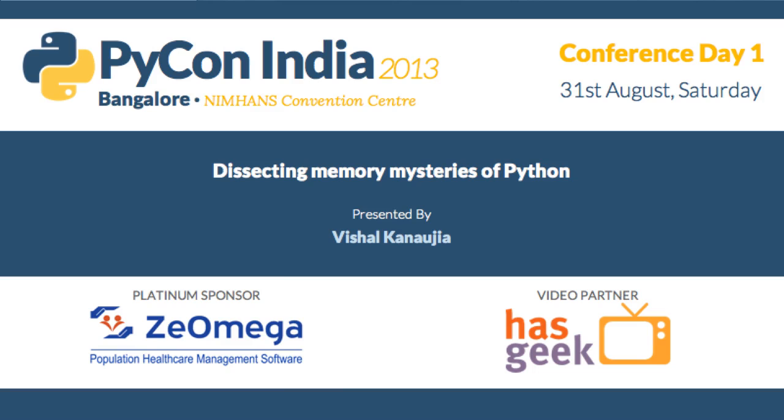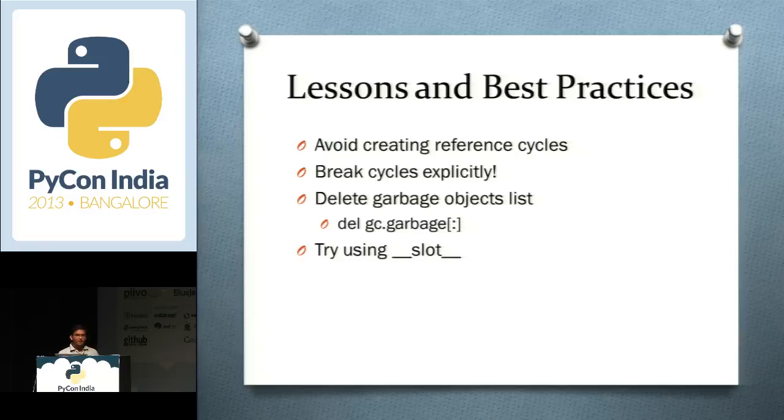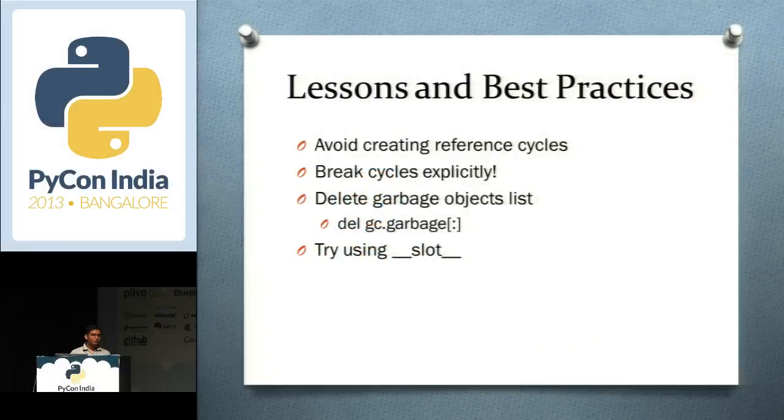It is possible to avoid creating reference cycles in your program. And if you happen to find them in your application, you have to explicitly delete them. So the GC module allows you to see what all reference cycles are there in your program, and if you are sure that it's safe to delete them, you can just call gc.garbage. So garbage is the list that has all the reference cycles that are unreachable but uncollected.